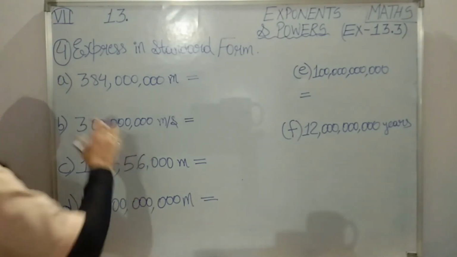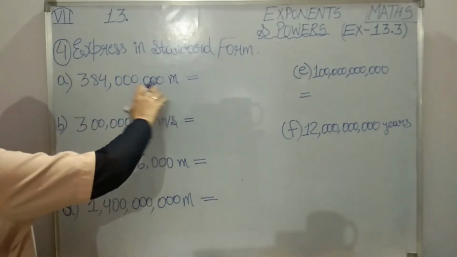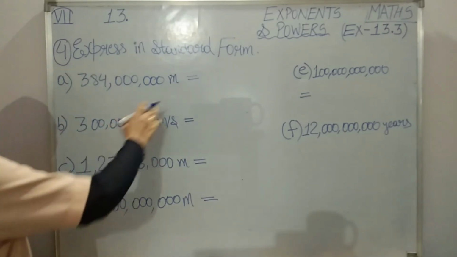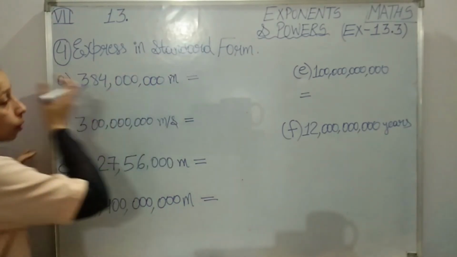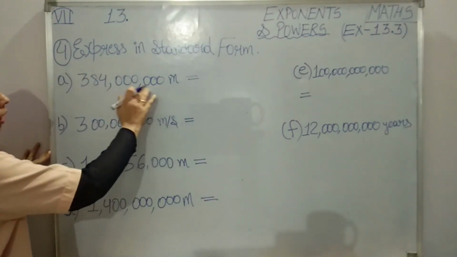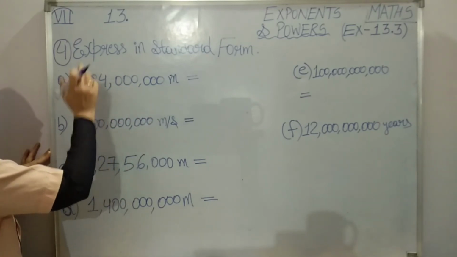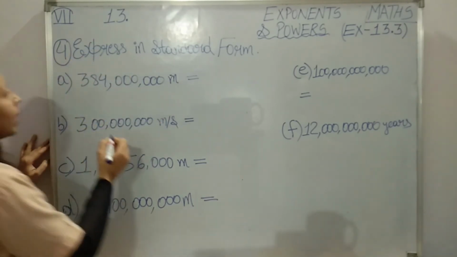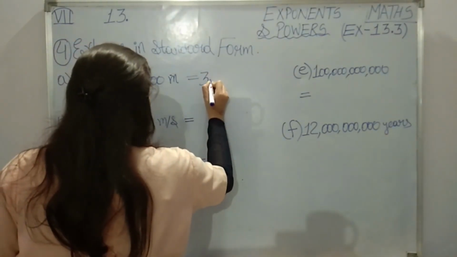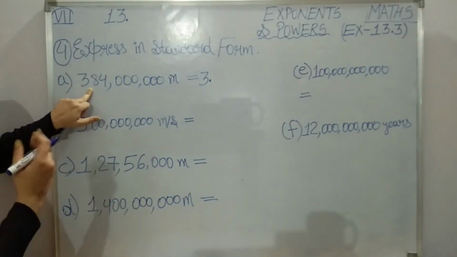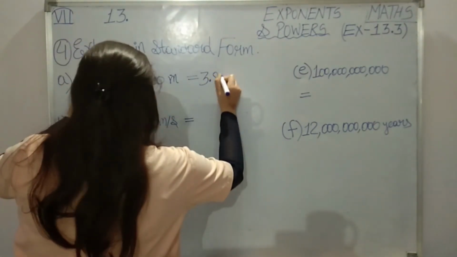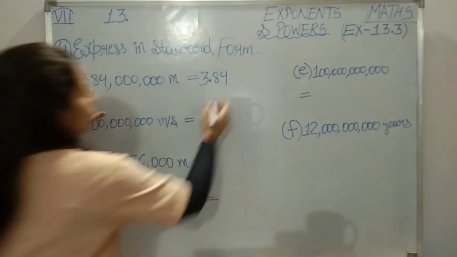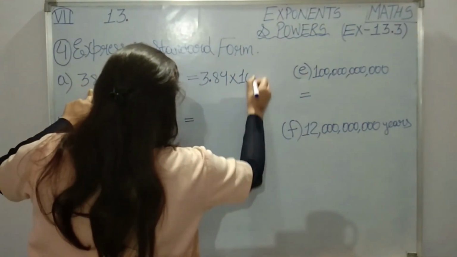What I explained to you, this number we can express as a multiple of 10. The reason? No decimal is already there. So what we are going to do? 1, 2, 3, 4, 5, 6, 7, 8. We have to assume that the decimal is just after the last digit. So you have to place that decimal just after the first digit. So 3.84. Then do we need to write the zeros? No, we are not going to write the zeros because we are going to express it as a multiple of power of 10.